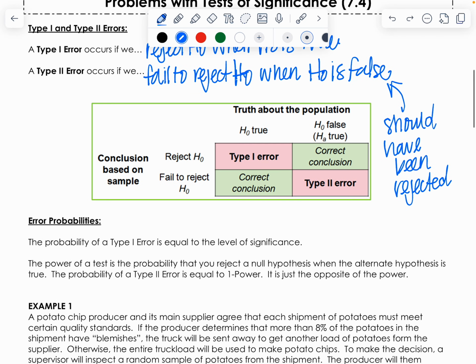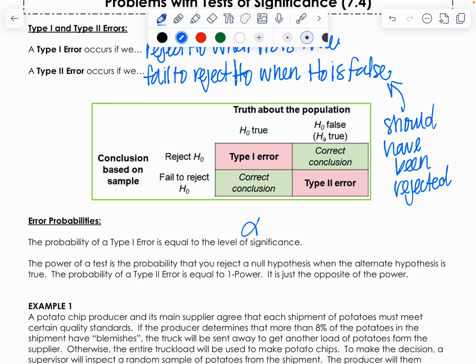All right, and so the probability of a type 1 error is the level of significance, alpha. And so that's why we use such a small level of significance, right? We use 0.05 or 0.10. We don't want to have a very high likelihood of making that error. So we use a low level of significance.